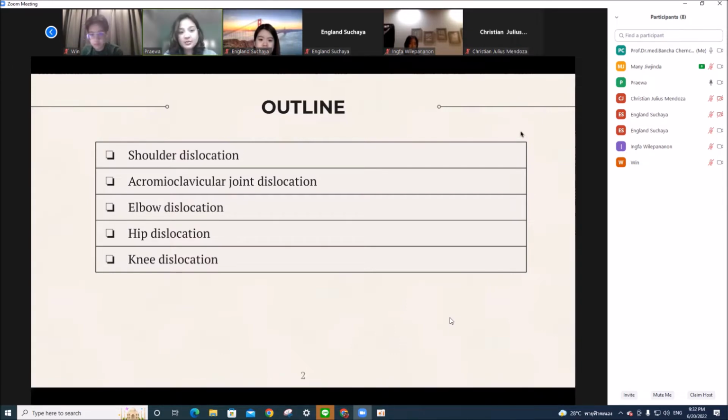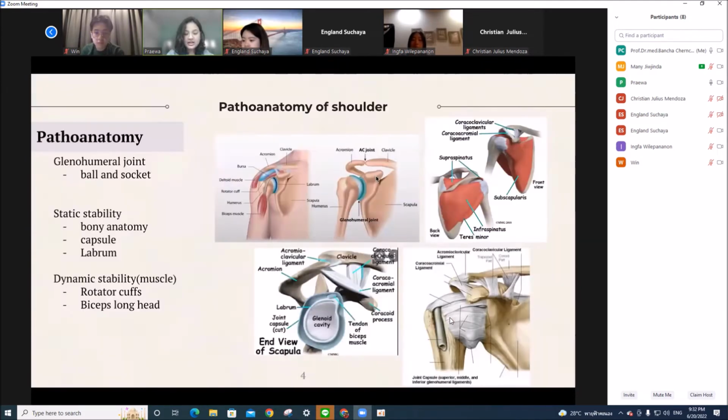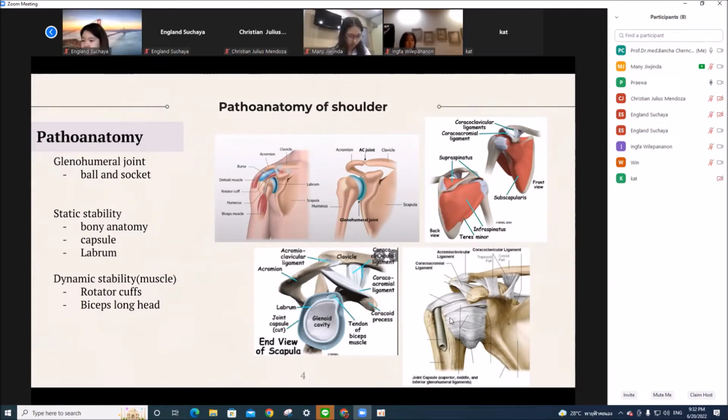I'll be responsible for the shoulder dislocation. For the shoulder dislocation, first we're going to talk about the important anatomy that we should know that is associated with the dislocation. So first, the glenohumeral joint is a ball and socket type of joint, so it can move in all directions, so it can be easy to dislocate.